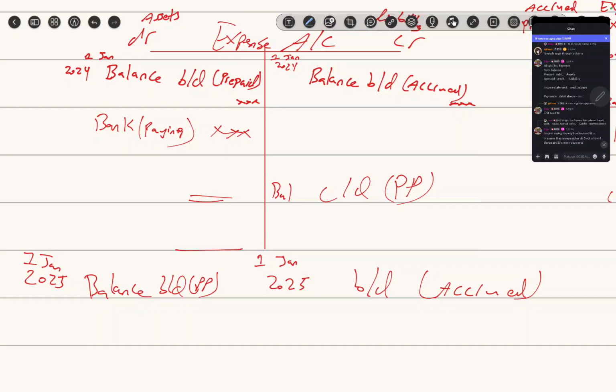If you write it, you just look cool. You don't even look cool, probably you look stupid. But I'm just writing it for our understanding. It's my habit as well to write it for my own understanding. So if balance BD is on the debit side, why is balance BD on the debit side? Because it's an asset. If balance BD is on the debit, balance CD will be on the credit.